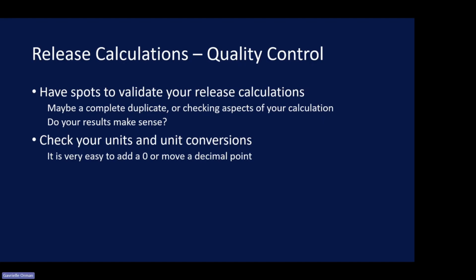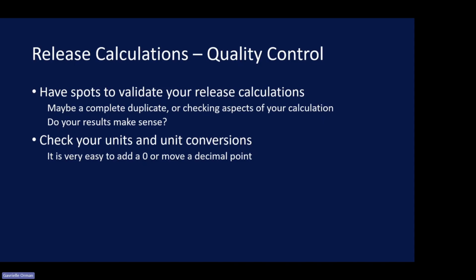Check your units and your unit conversions. It's really easy to add a 0. It's really easy to move a decimal point by accident. I just helped a facility where they were supposed to be dividing by 100 because it was a percent, but they divided by 1,000,000 because they thought it was ppm. And so it's really easy to make that error.